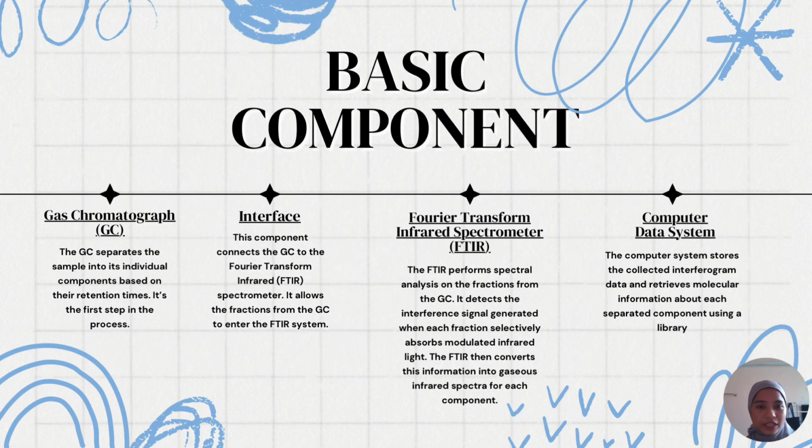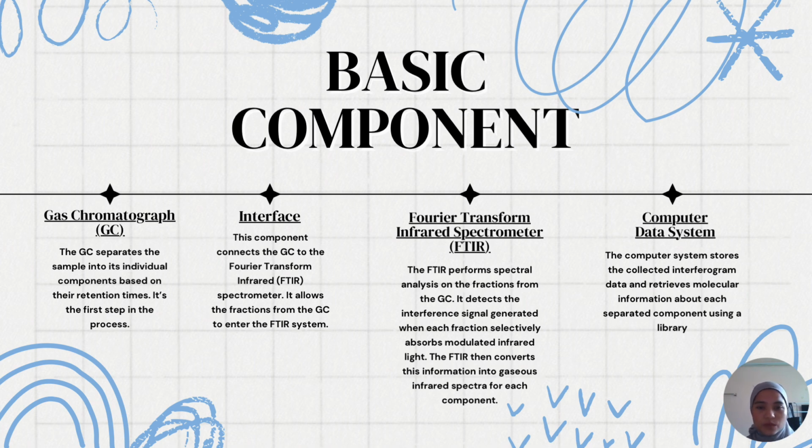Here are the basic components. Firstly, gas chromatography. The GC separates the sample into its individual components based on their retention time. It's the first step in this process. Second, interface. This component connects the GC to the Fourier transform infrared spectrometer. It allows the fraction from the GC to enter the FTIR system.